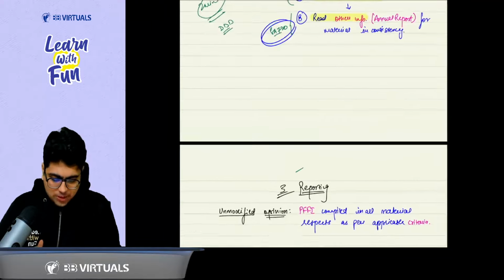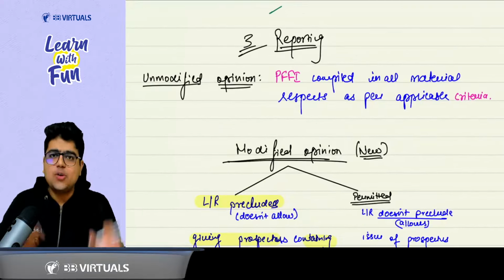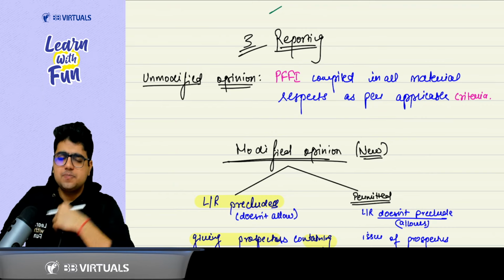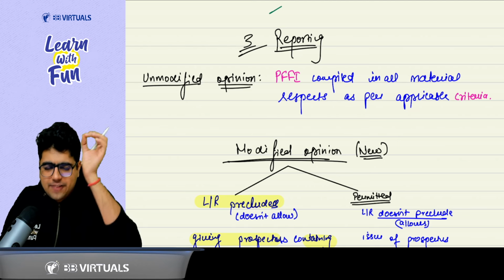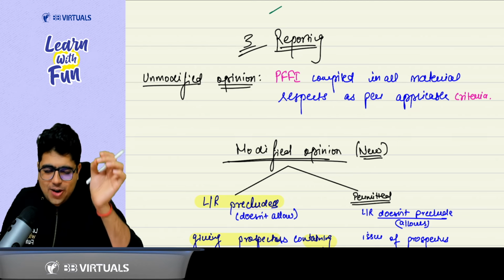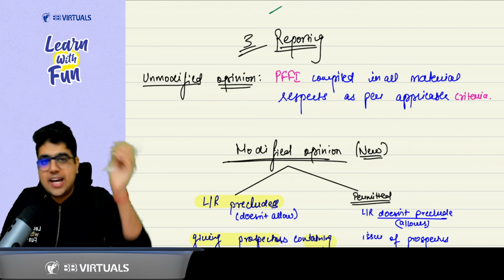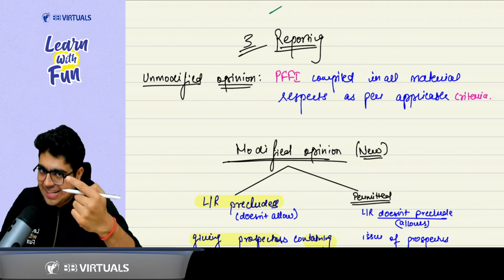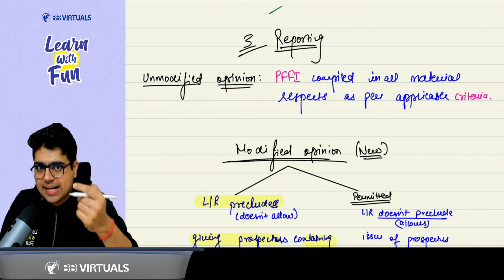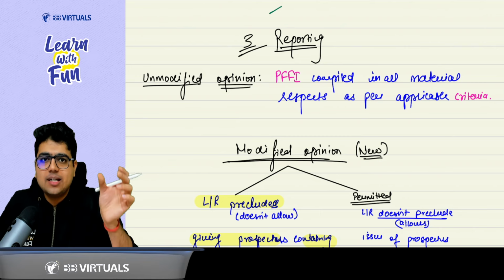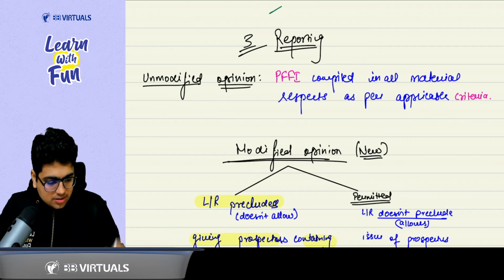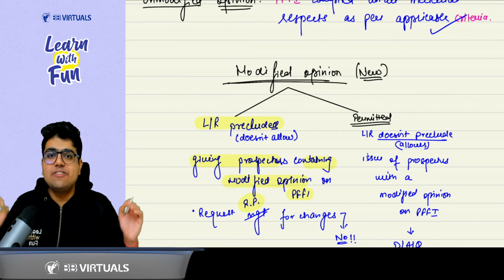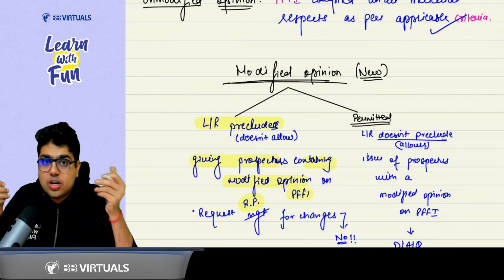Now comes the last topic of the day, and this topic was about reporting, our favorite topic. When do you give an unmodified opinion? In case of audit, financial statements have been prepared in all material respects as per the FRF. Here, how do you write it? PFFI has been compiled in all material respects as per the suitable criteria. Then in case of modified opinion, what was new here? You need to see whether modified opinion is allowed or not allowed.